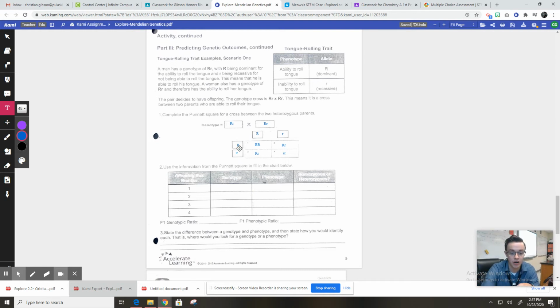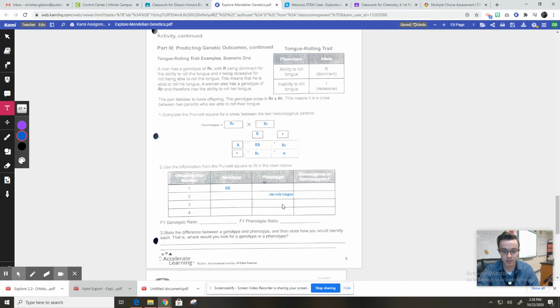Okay, so now let's fill out this chart. For box 1, offspring 1, what was the genotype? Well, it was homozygous dominant, capital R, capital R. What was the phenotype? Well, they've got two dominant alleles, and the ability to roll your tongue is dominant. So their phenotype, or the trait, okay, would be the ability to roll their tongue. So they can roll their tongue.